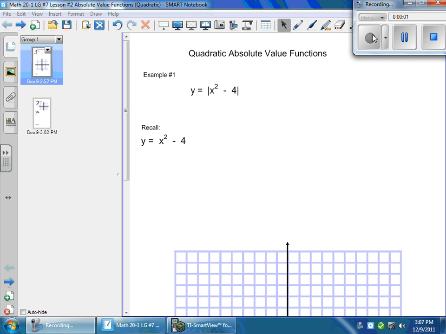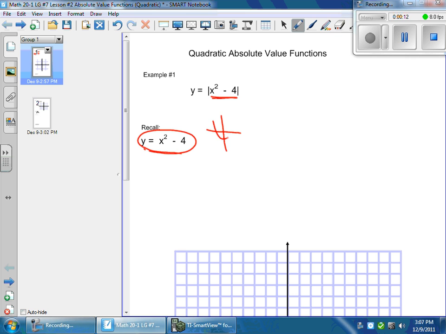Now let's take a look at absolute value functions that have a quadratic in them. In other words, you're looking at something that has an x squared. You know what this looks like. Recall, this is going to give you some kind of rough little parabola. But let's be a little bit more accurate than that.